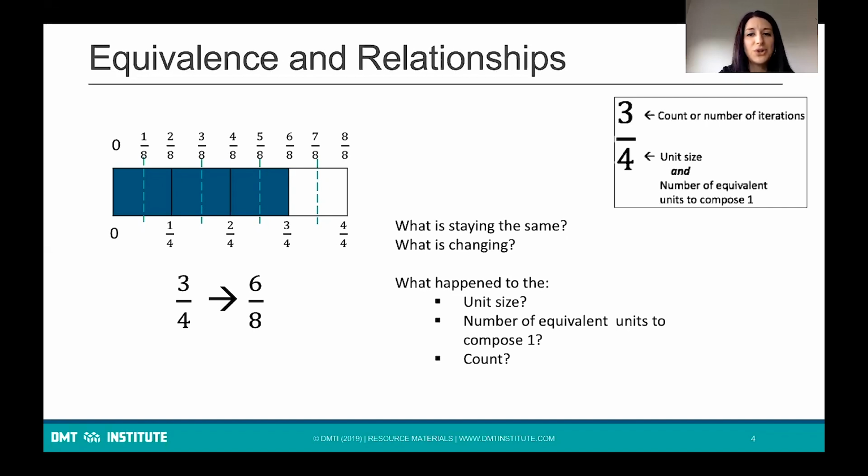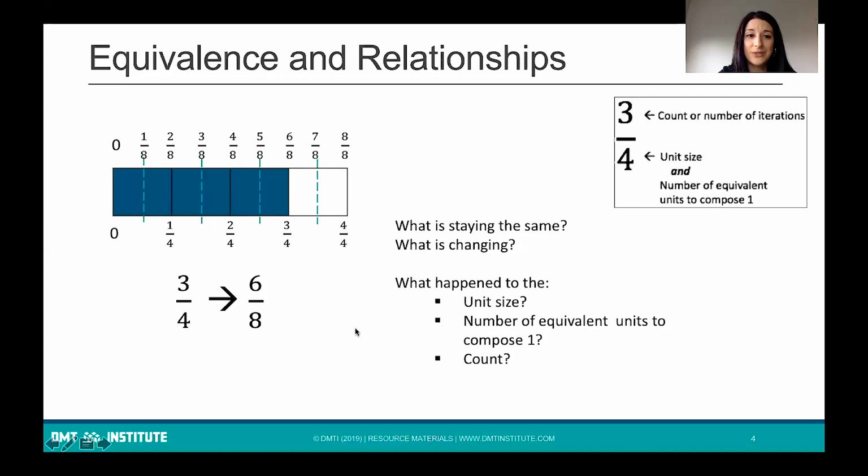All right, so let's start with what happened to the unit size. Go back to when we made those partitions: the size got half as big. So I went from looking at these 1/4 units to looking at our 1/8 units, which are half as big as they were. But in that same moment that I made the units half as big, now I have twice as many units to compose 1. So those two things happen simultaneously. Really, that's why we need both of them when we talk about the denominator.